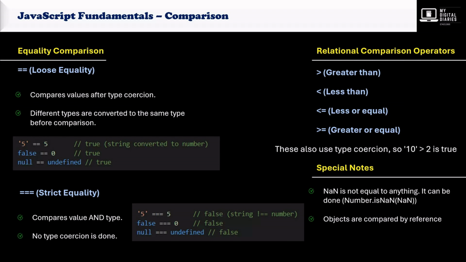The second special note is that objects are compared by reference. And the third thing, which we have already seen in loose and strict equality, again I am saying the same best practice rule: use strict equality, that is three times equal to, for a safe equality check. It makes your intent explicit and avoids any bugs related to comparison. So this is all about equality comparison and relational comparison operators.